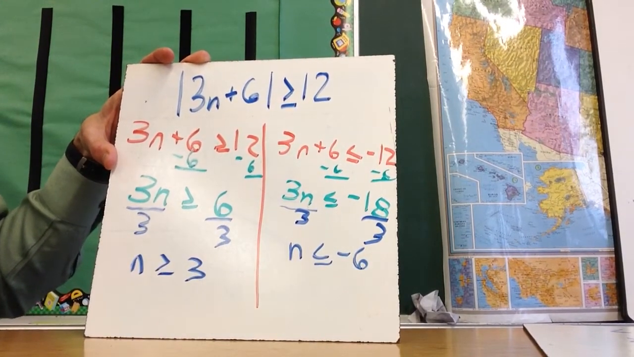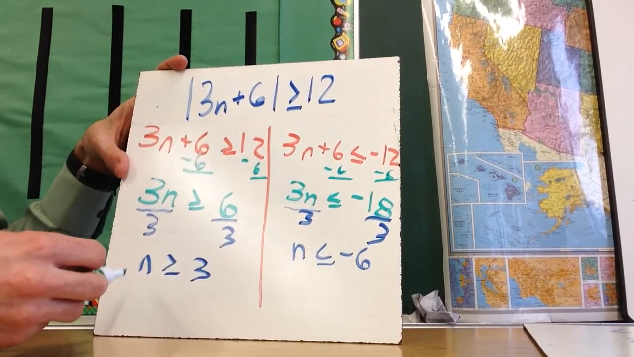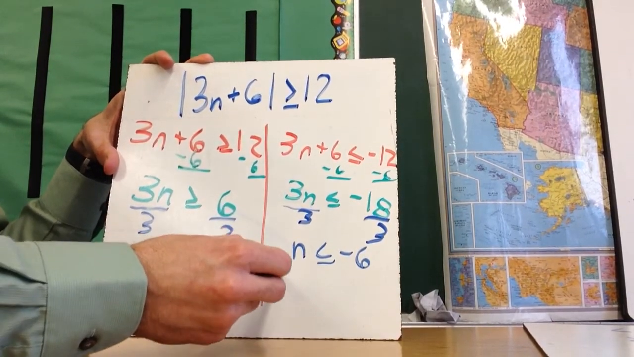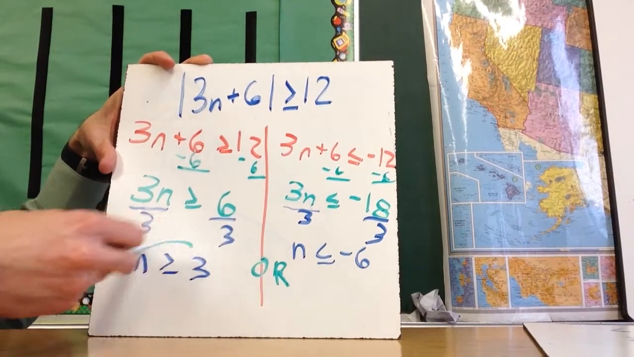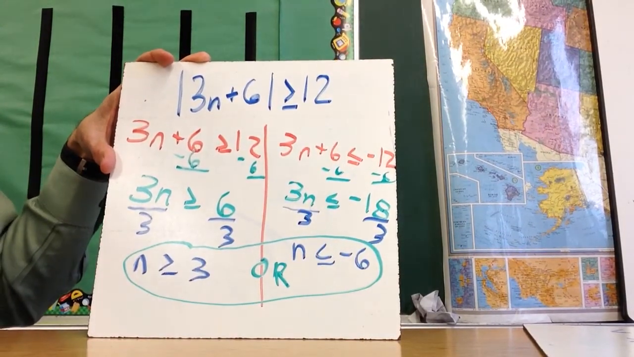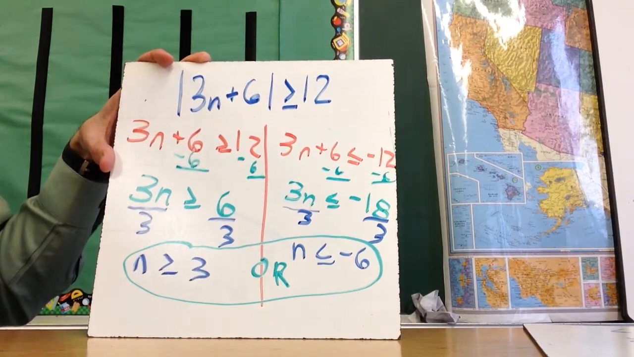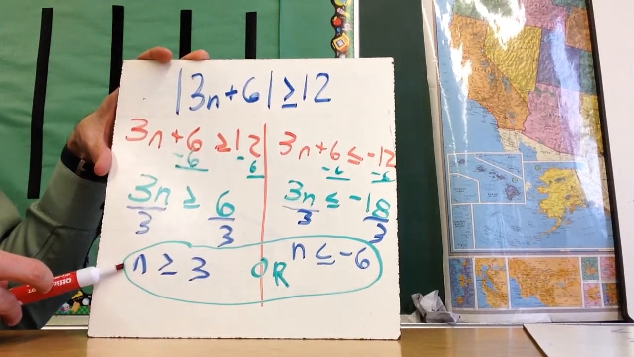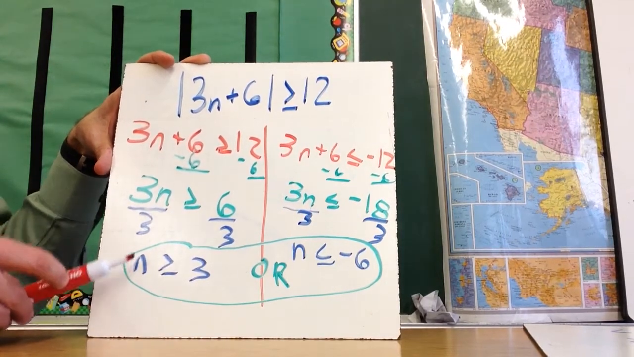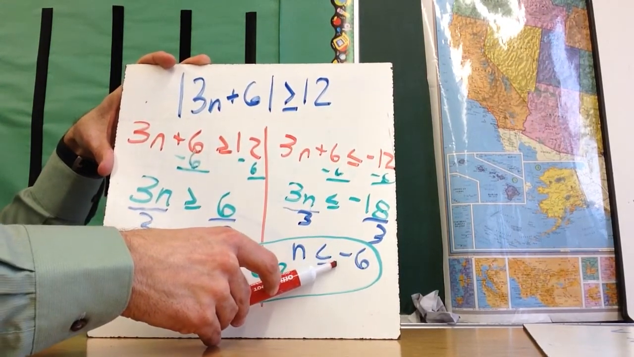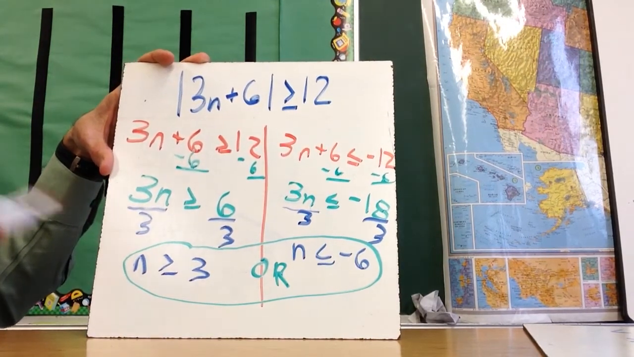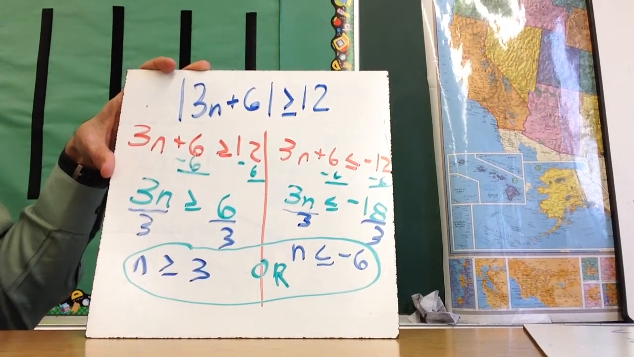So now I have an or. So n is either greater than or equal to 3, or n is less than or equal to -6. So if you think about it, you can't find a number that makes both of these true. If it's greater than or equal to 3, you're talking about 3, 4, 5, 6, 7, 8. If you talk about numbers that are less than or equal to -6, you've got -6, -7, -8, -9. You'll never find a number that makes both of these statements true.